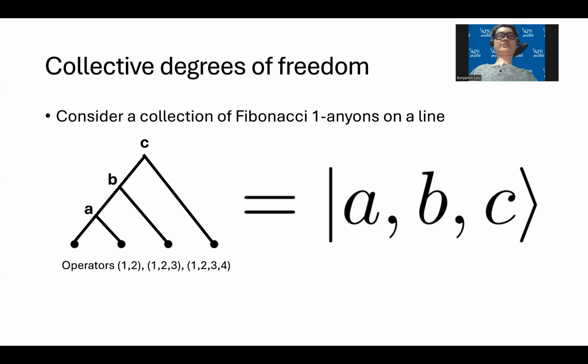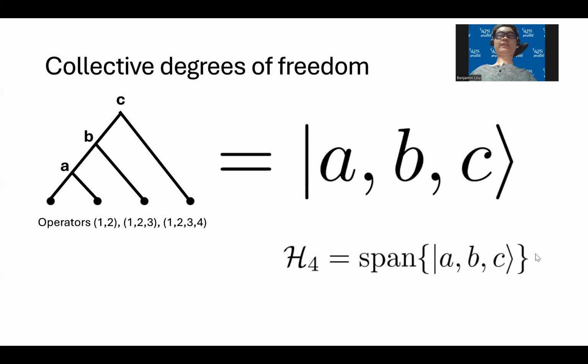It turns out that you can calculate that this is indeed a CSCO. And once you have a CSCO, you also have an eigenbasis. So this labeled graph here describes an eigenbasis of the CSCO. It says that the total charge of the first two anyons is A, of the first three is B, and the first four is C. In more familiar notation, we can write this as a ket. Now, the topological Hilbert space is just the span of these kets.